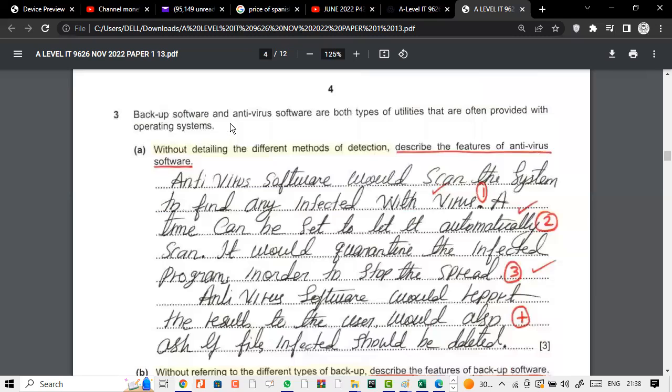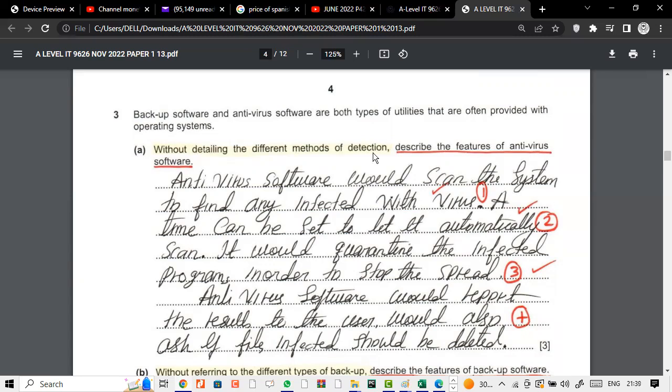Backup software and antivirus software are both types of utilities that are often provided with operating systems. Without detailing the different methods of detection, it's very important. That's why I've highlighted these, because we tend to emphasize the points where the examiner said not to discuss it. Still, I've seen students doing it. We just need to describe the features of antivirus software.